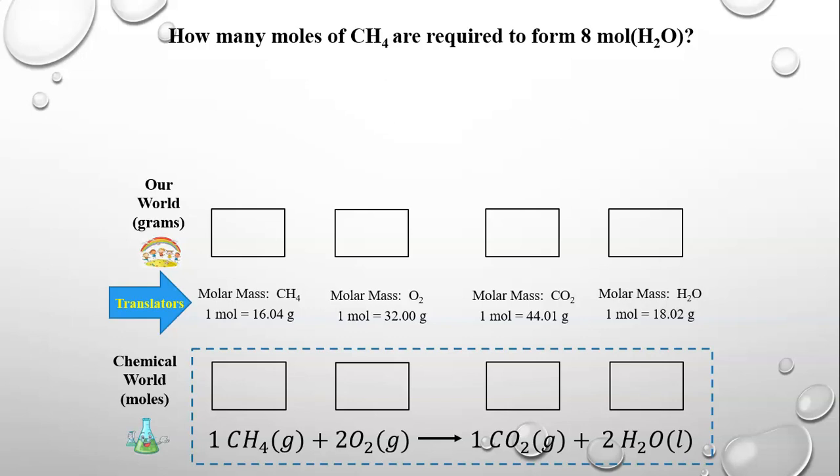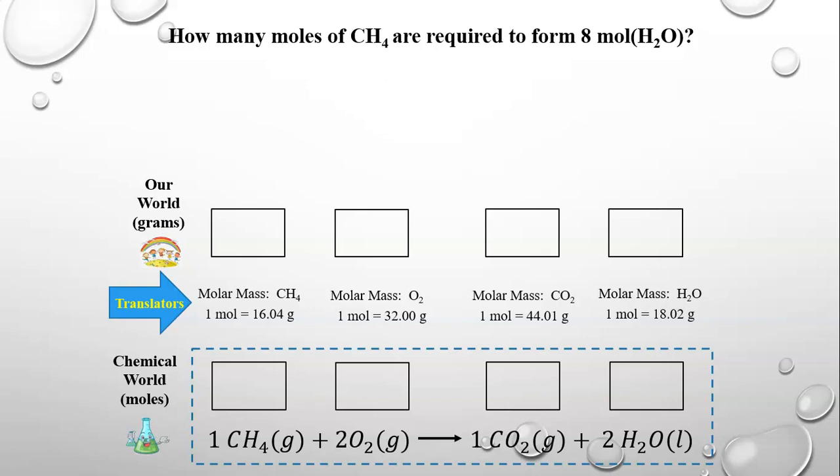And the conversion between those two, the translator, is the molar mass of each of those substances. So you see the molar mass for methane, CH4, is 1 mole is 16.04 grams. For oxygen, O2, 1 mole is 32 grams. So you're not multiplying the molar mass. The molar mass is for 1 mole. So even though in the equation you have 2 moles of oxygen, that's not what you're putting for your translator. Your translator is 1 mole equals some number of grams. It's always set to 1 mole.